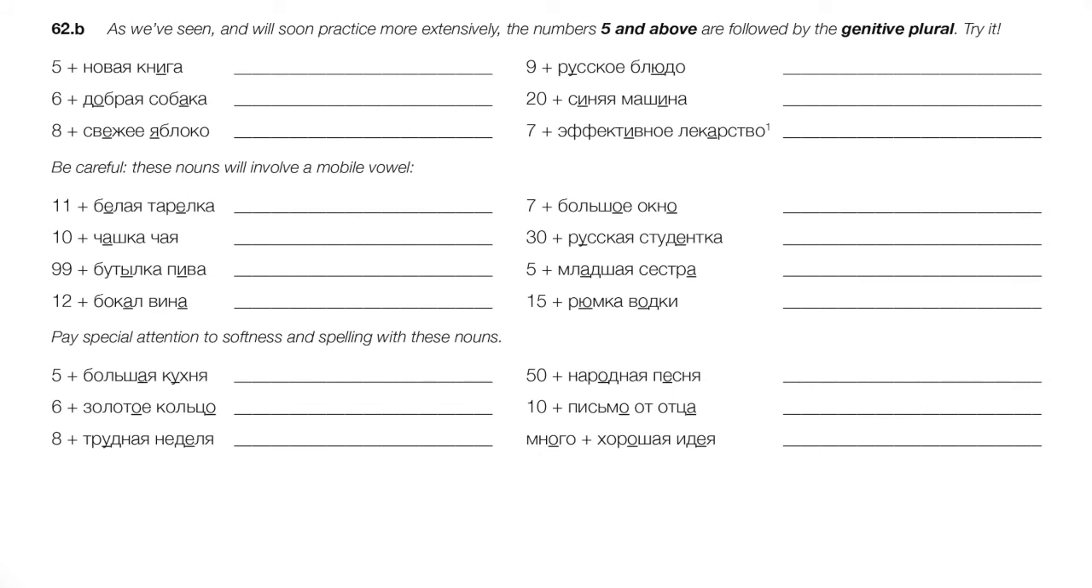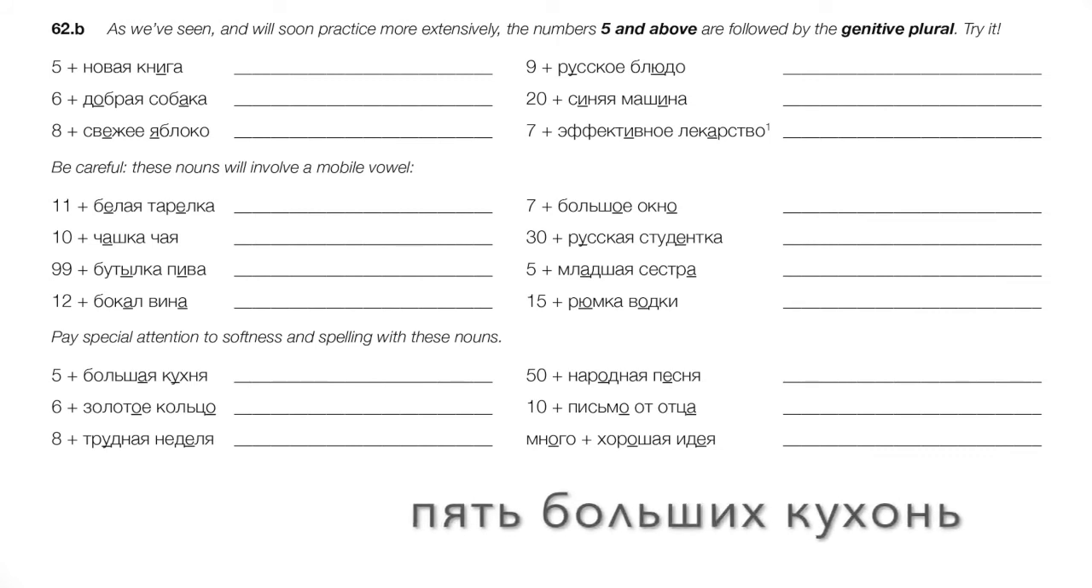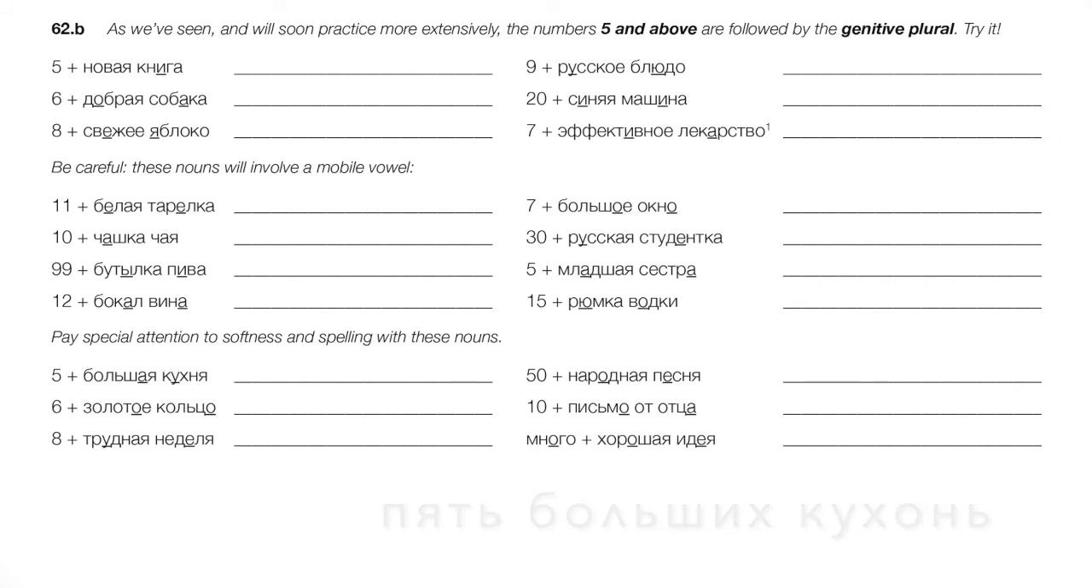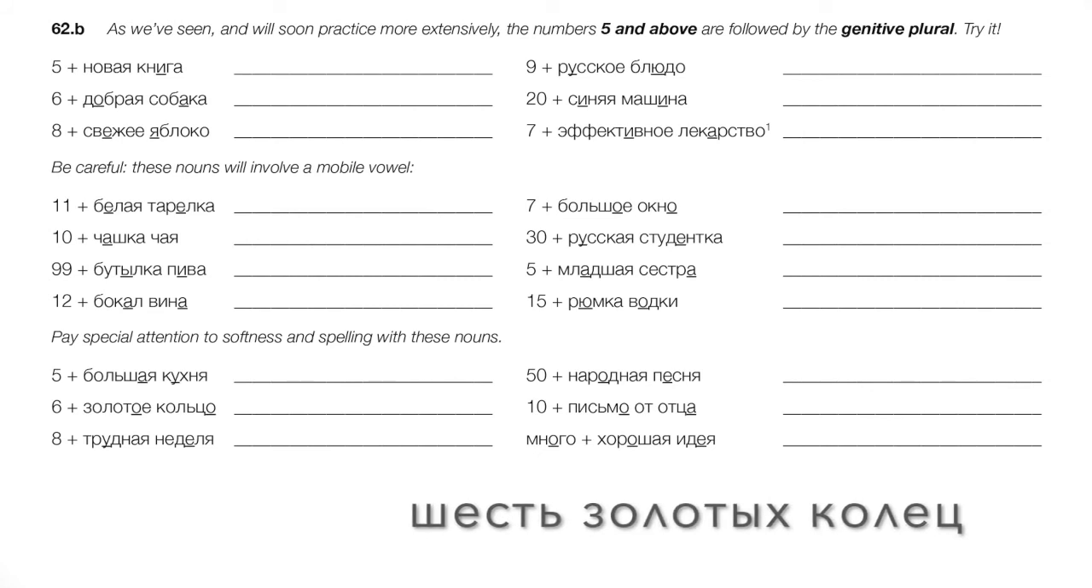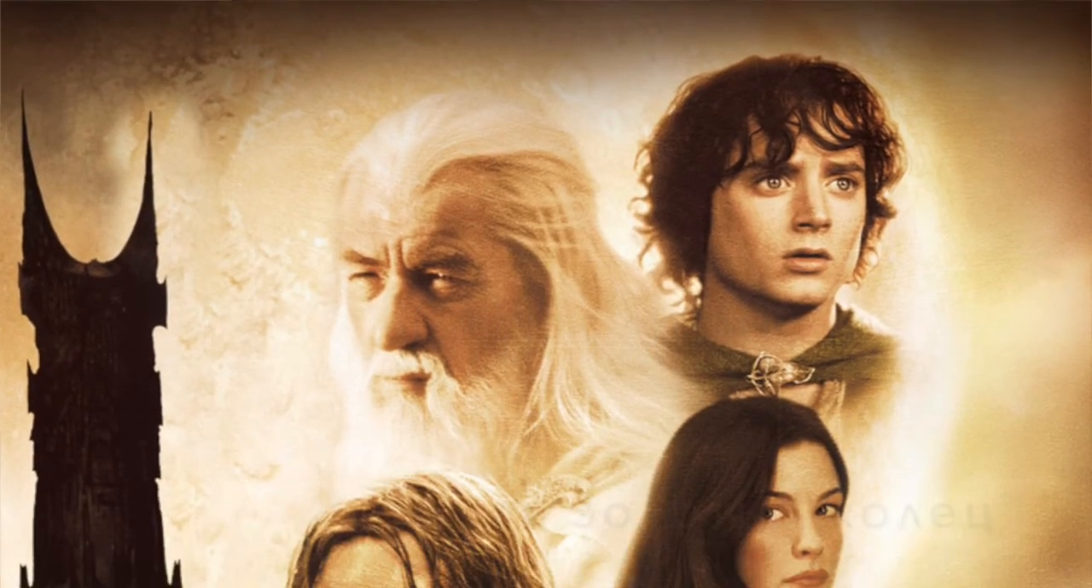Okay, now some other issues here, some where the spelling may be a bit trickier. Piaś balszych kuchen, excuse me, kuchen. Okay, so there's the tricky spelling, but as we saw, there's nothing irregular about that. It's just a little bit tricky looking. We're still basically dealing with a zero ending and then the mobile vowel coming in. Okay, 6 golden rings. 6 золотых колец. And there we get a yeah because of the soft L, right? Колец. Lord of the Rings is Vlastilin Kolets in Russian.